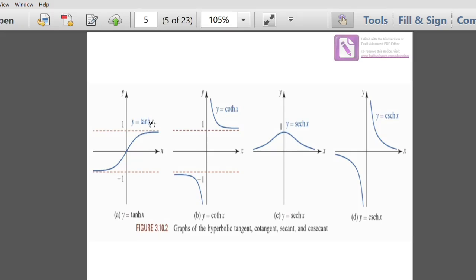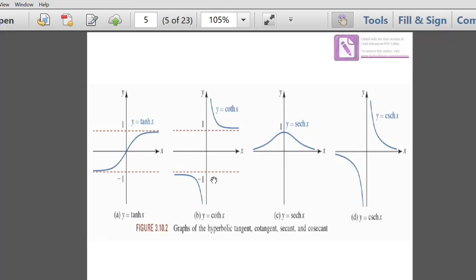For the hyperbolic tan, you see that any value of x can be in this function, so the domain will be from minus infinity to infinity. As for the range, on the y-axis, we have the values from minus 1 to 1. So the domain is minus infinity to infinity, and the range is from minus 1 to 1.